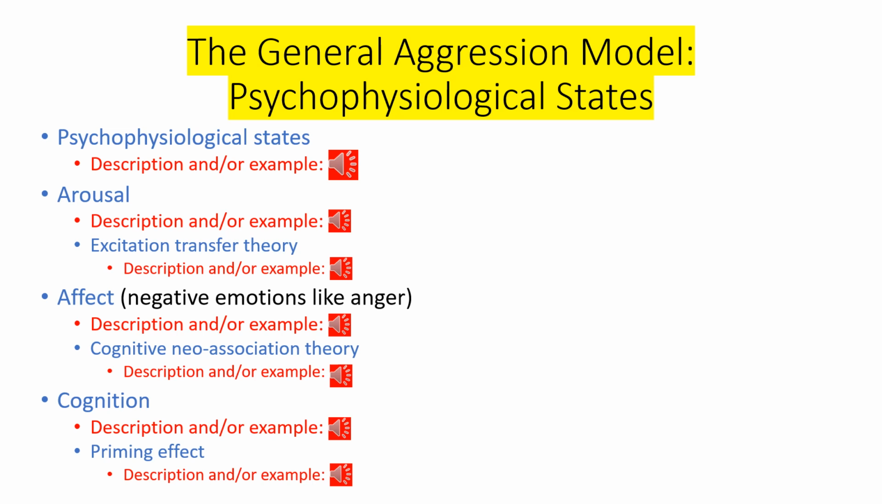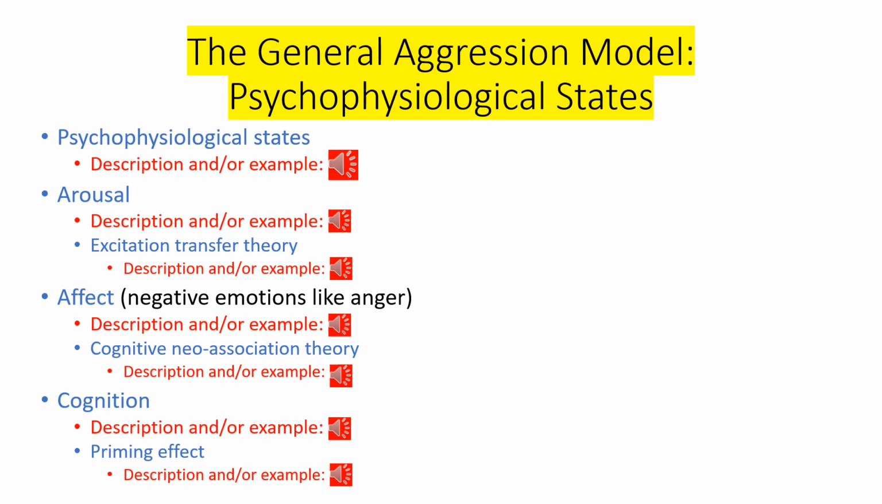So taking this back then to aggression, if these situational and personal input variables increase your arousal, and you then know that higher levels of arousal can be facilitating higher levels of emotion like hostility and anger, things that are associated with aggression, arousal then is an important psychophysiological state that increases aggression.